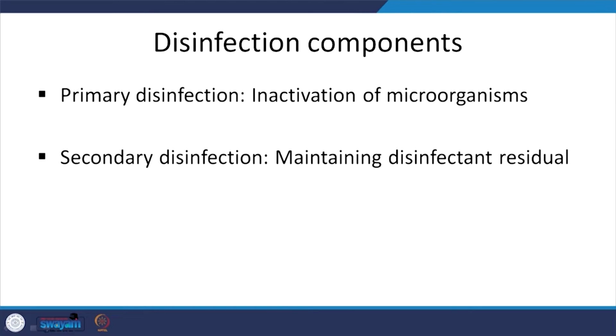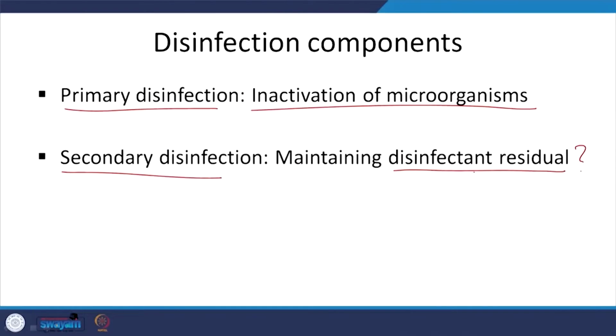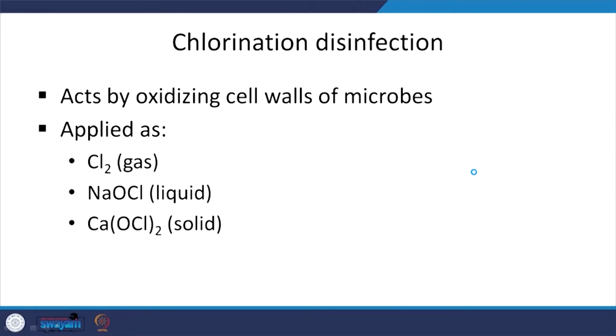So two aspects to consider. One is the primary, obvious aspect we discussed until now: we want to inactivate the relevant pathogens. Secondary is to maintain disinfectant residual. Why? So that you have some oxidizing or disinfection capacity in your distribution network, so that if there is any microbial growth, or any pathogen entry into the distribution network, the disinfectant residual can take care of it. So what is the mechanism by which chlorination gets this disinfection done?